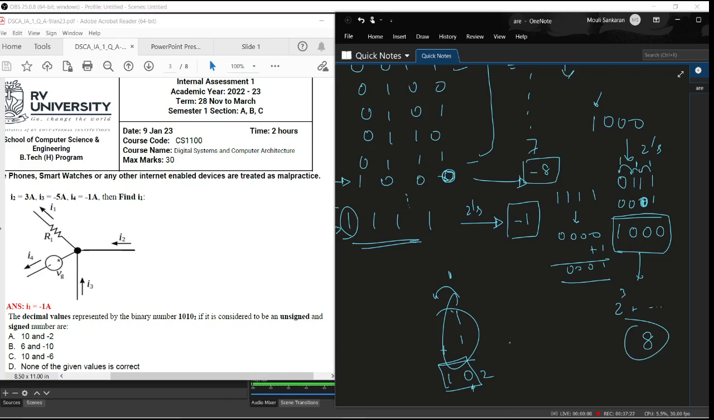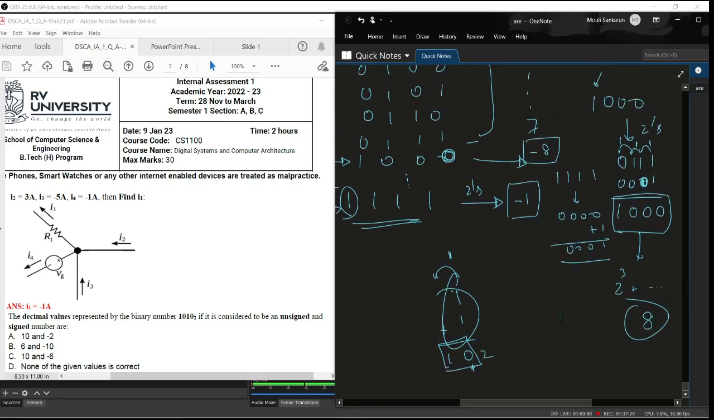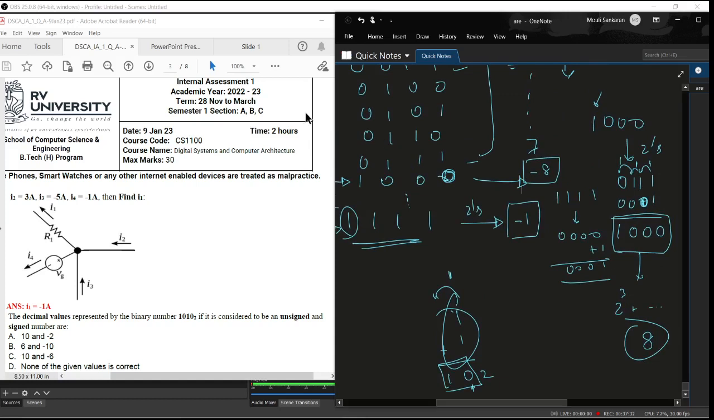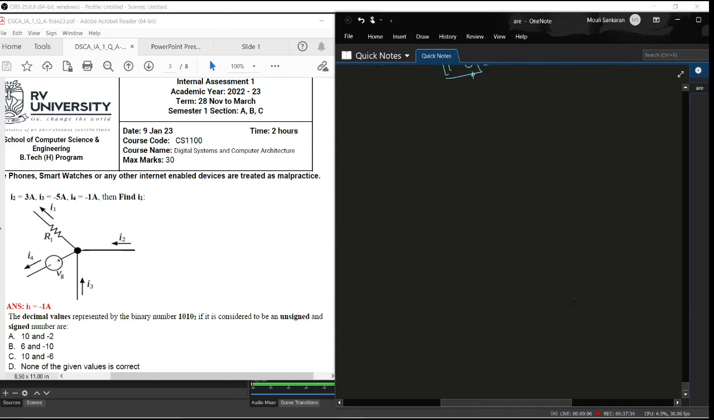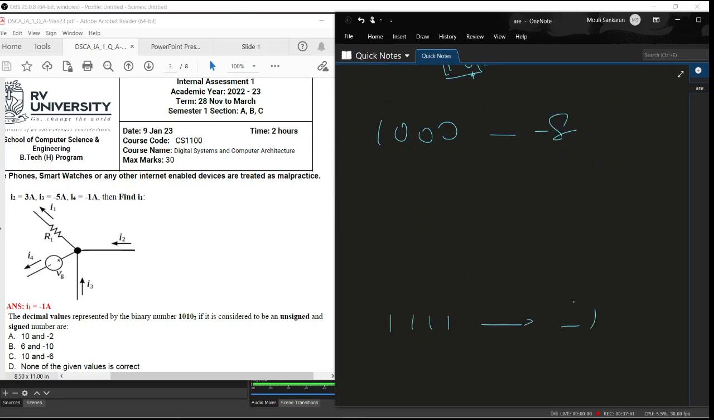Now what are the other values you have? In this pattern, 100 is -8 and all 1s is -1. How many are there? We already saw 0 to 7, 8 values were there. Now the other 8 combinations are here. Now you know that it is going from -1 to -8. It will be -2, -3, -4, -5, -6, -7, and -8.